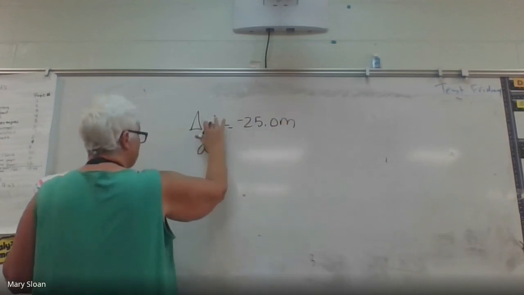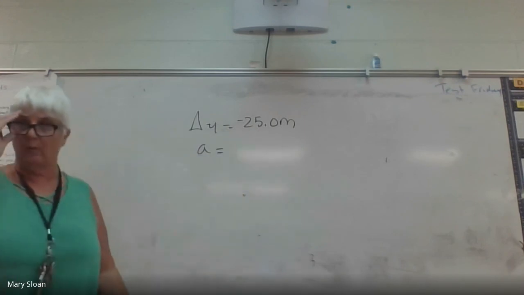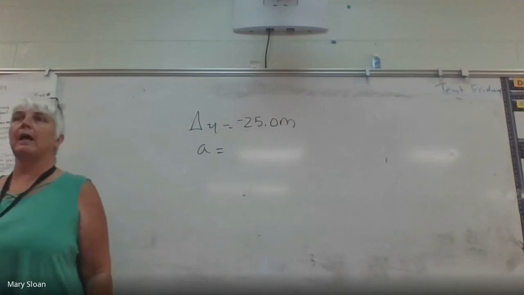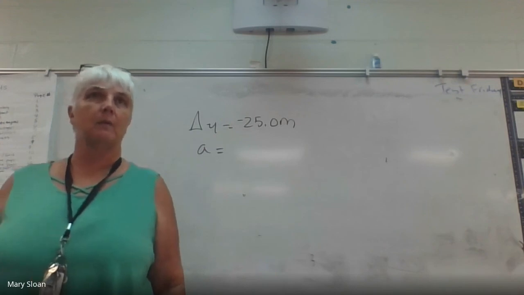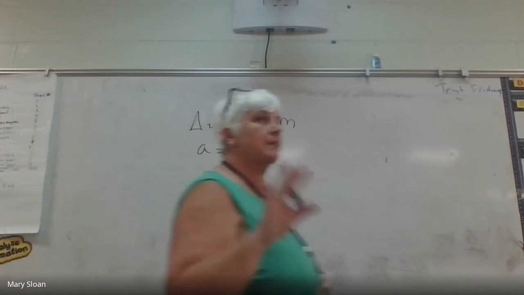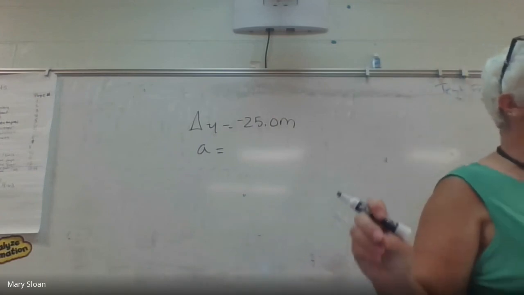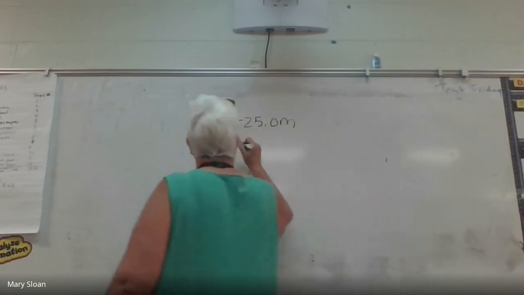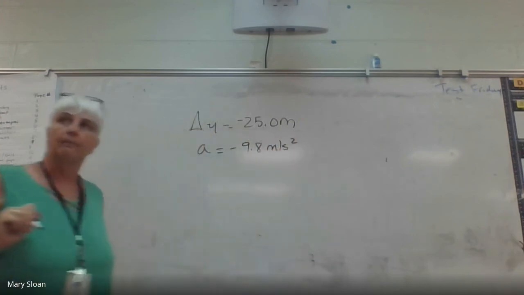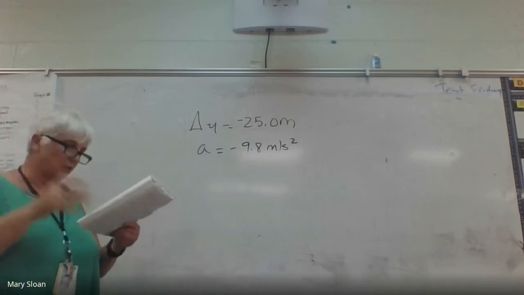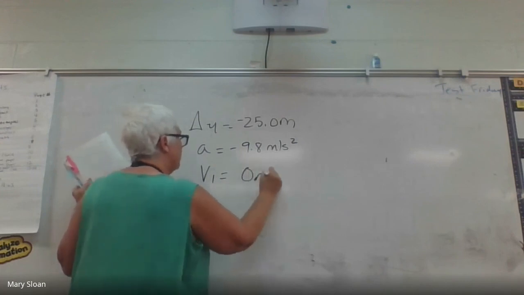We have the change in Y, negative 25 meters, right? Now, since you said we're trying to find acceleration, it doesn't tell us enough information for finding acceleration, does it? So when it does not, that is when you use 9.81 meters per second squared. So let's go ahead and put acceleration down, negative 9.8 meters per second squared, okay? And then also, what is our velocity initial? 0 meters per second.